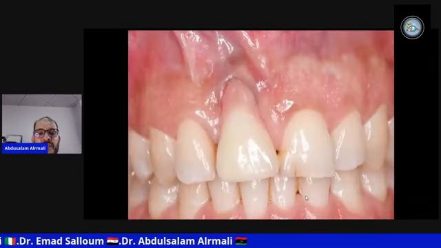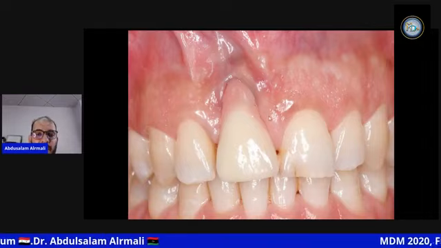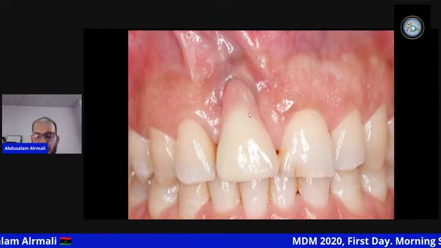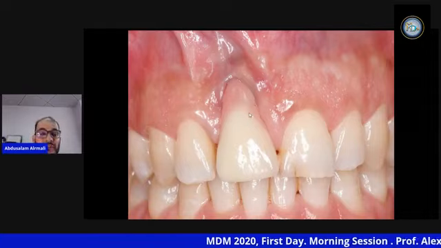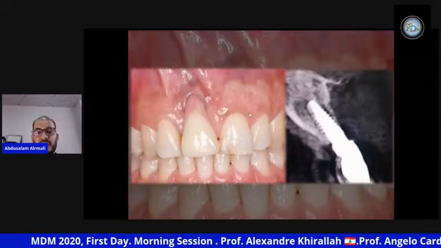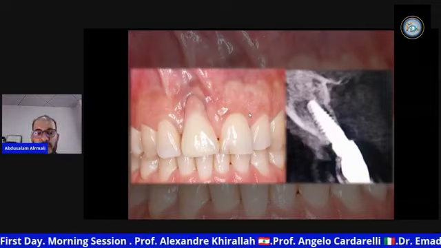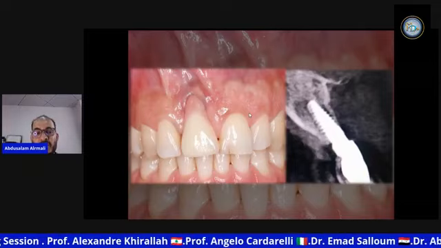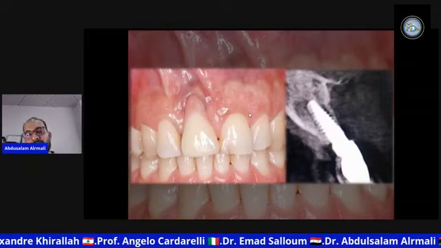As in this case, there's a very deep implant position, a lot of pink porcelain, esthetically unacceptable after 7 years. This is the history of 7 years, and this is the CBCT. There is no bone resorption. The bone is good around the implant, but the implant is placed too deep with the shoulder slightly buccal.